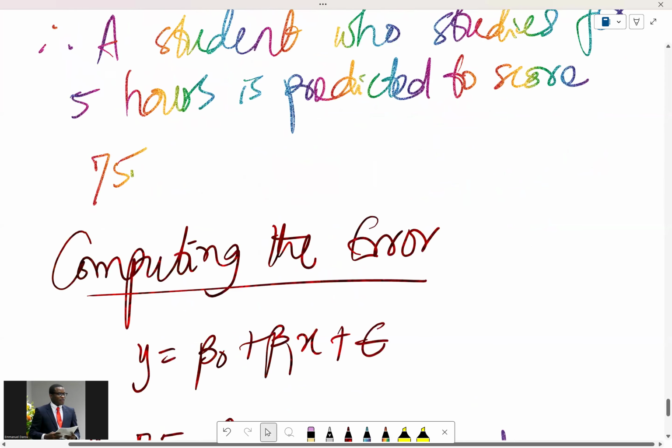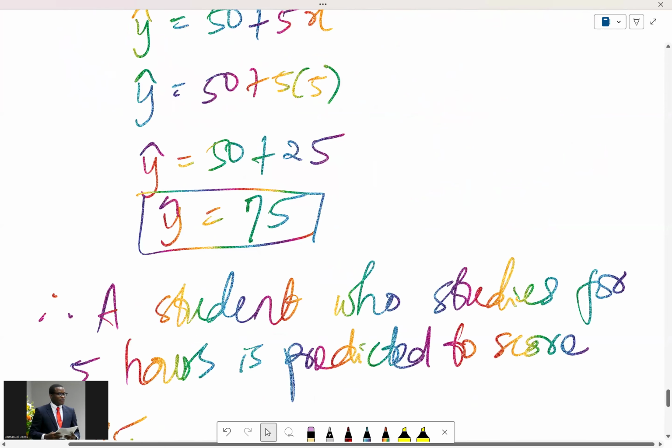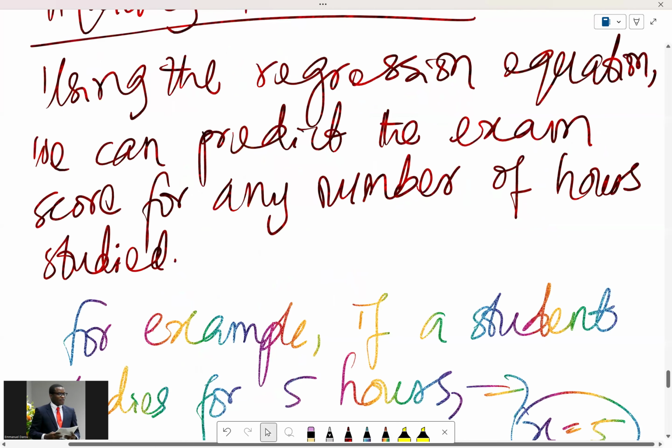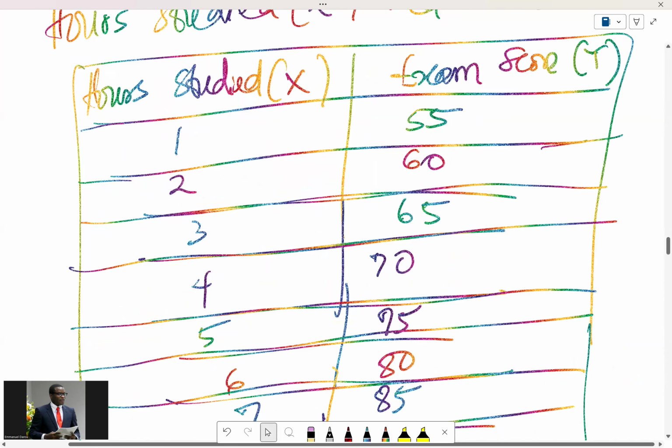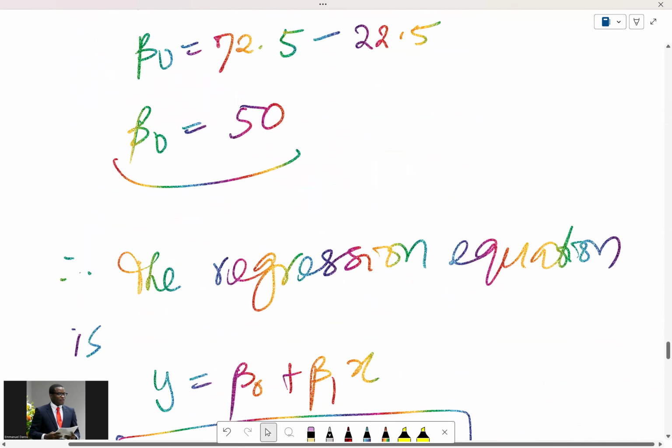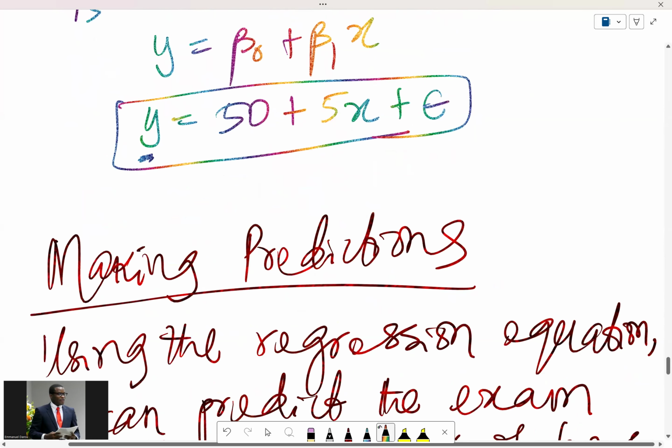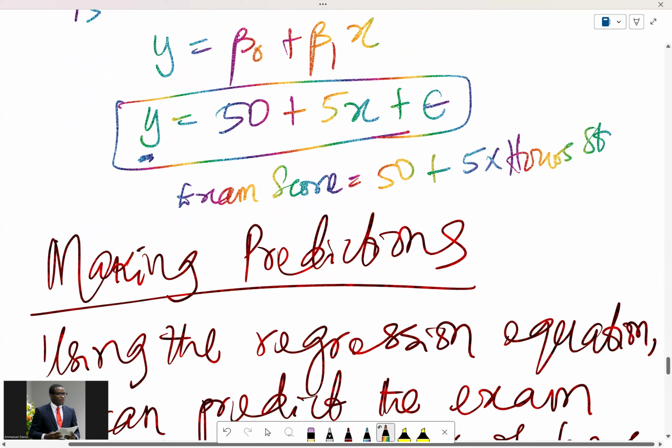Interestingly, right, you can write the equation in terms of what you're talking about. So once you get this right, you can actually say this is the same thing as, y is the score, right? Exam score. So we have exam score and hours studied. So you can say this is exam score equals 50 plus 5 multiplied by the hours studied. You can do that too.